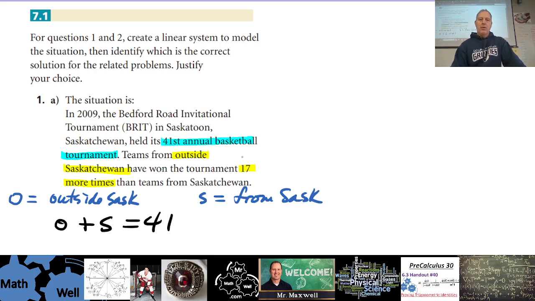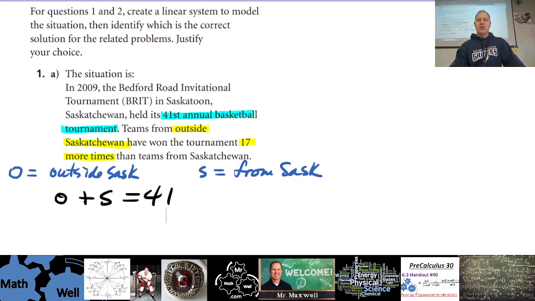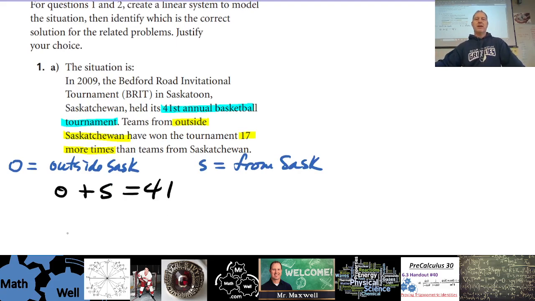All right. Now, what about the yellow group of information? What's the second equation we should make there? O equals S plus 17. O equals S plus 17. Okay? I like it. There's other ways you could write that, right? It's a difference of 17. So I like the plus. As you remember, it's always good to have a plus instead of a minus, but outside Sask has won more times. So that would equal the Sask teams plus 17. And that's exactly what you said, right?